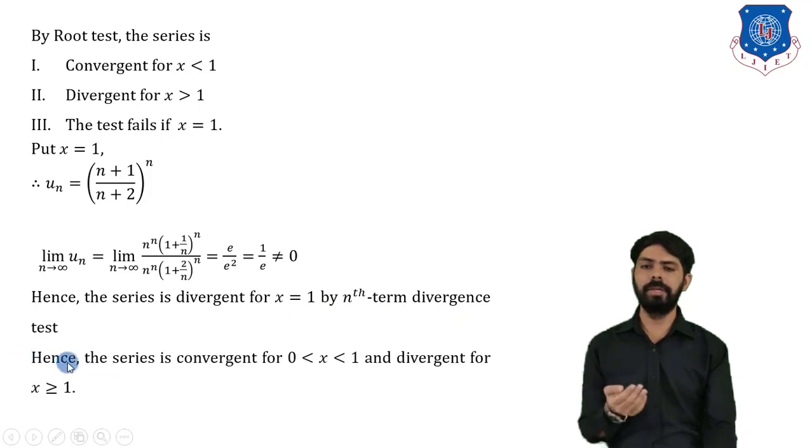Hence we can say that the series is convergent for 0 less than x less than 1, because for x equal to 1 the series is divergent. So here we will write 0 less than x less than 1, and it is divergent for x greater than or equal to 1, because for x equal to 1 the series is divergent.